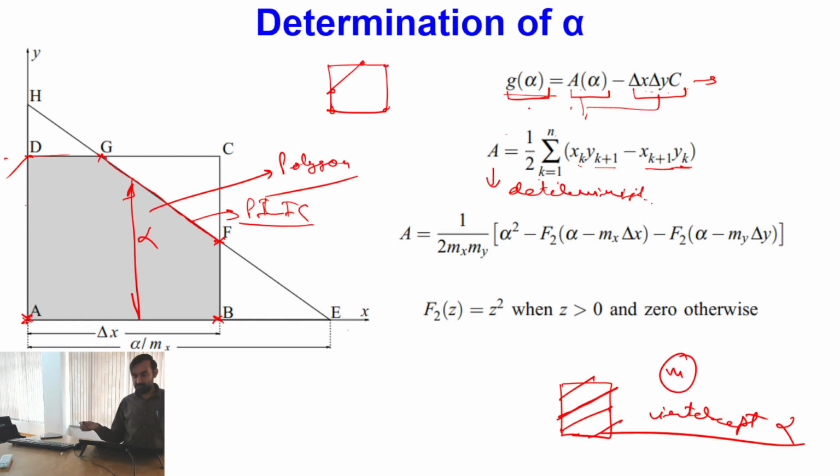Now the second approach for calculating the slope could be based on these triangles which are formed in the adjacent cells because of this interface. That approach gives the area as 1 by 2 mx my alpha square minus function of alpha minus mx delta x minus another function of alpha minus mxy, where f2 of z is equal to z square for z greater than 0 and it is 0 otherwise. So geometrically, using the data of slopes itself, we can also calculate the value of area.